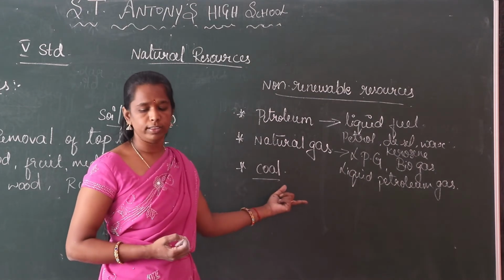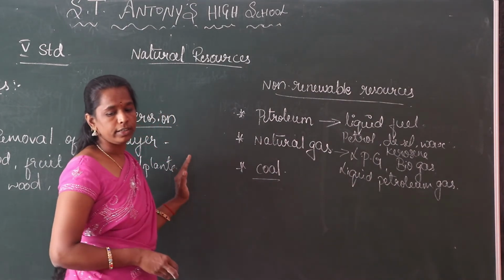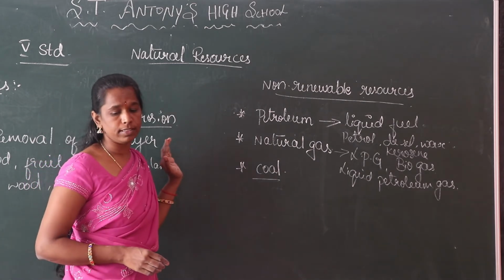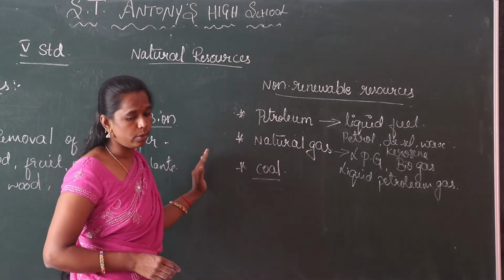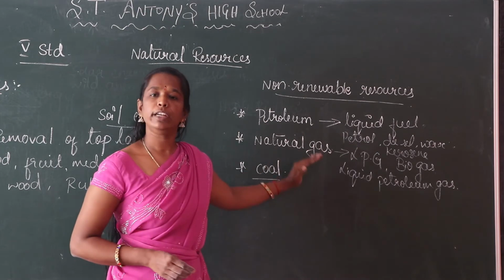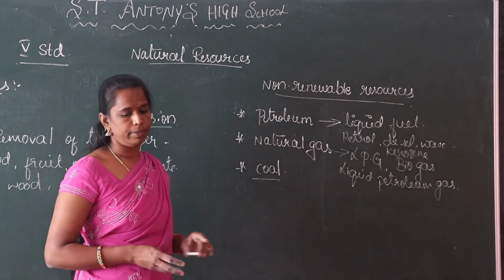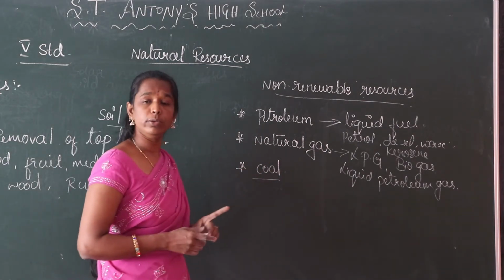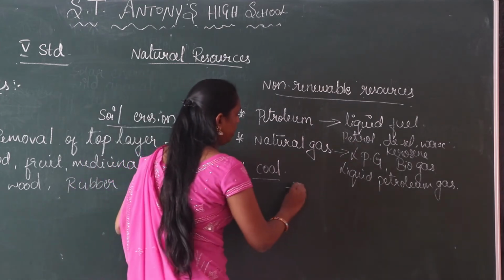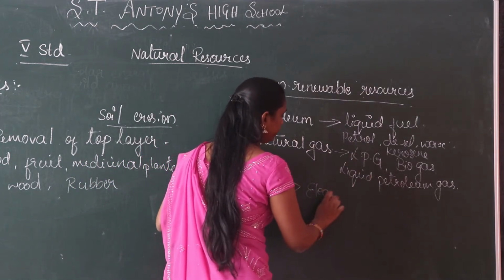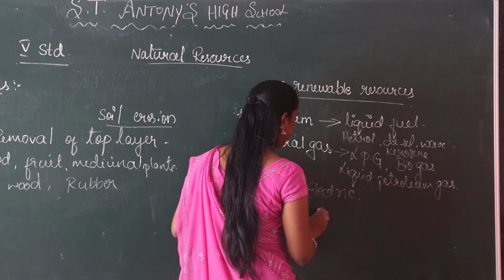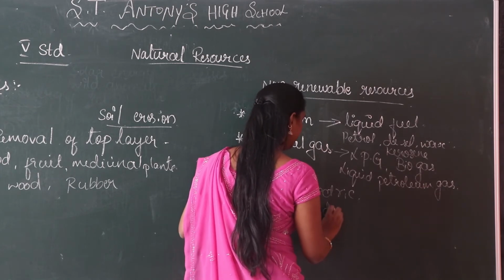Solid fuel, they also call this. So it is used for electrical purposes. This is the main source of energy and is used for electrical purposes. And also coal is used in industries. The uses of coal are electricity generation and also industries.